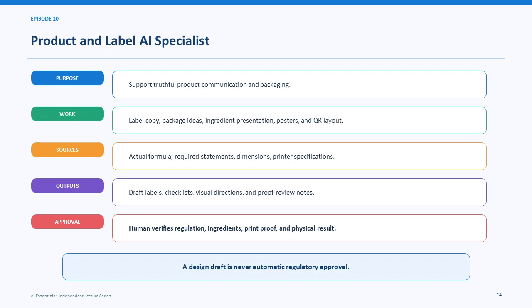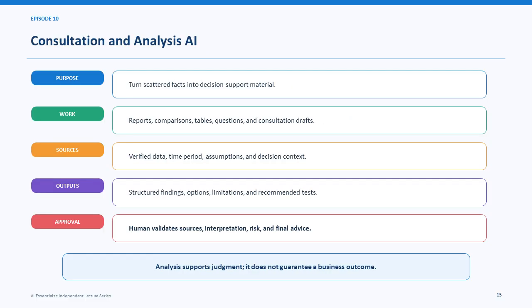A product and label AI specialist supports communication and packaging. It needs actual formulas, required statements, dimensions, and printer specifications. Human review protects legality, ingredients, print proof, and physical results. A consultation and analysis AI structures evidence, options, and recommendations. It relies on verified data and stated assumptions. Human judgment interprets risk and makes the decision.